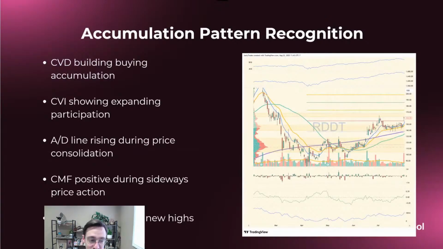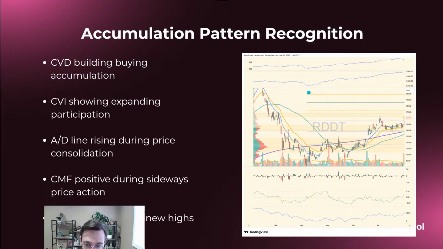And let's look at an accumulation pattern really quick here. So this is Reddit. And this was Reddit a little bit ago. And what we're seeing here is after the big parabolic move and the market crash, it came and settled in this zone, built out a nice base. And while it was doing this, we were seeing the money flow and the OBV doing some interesting things.